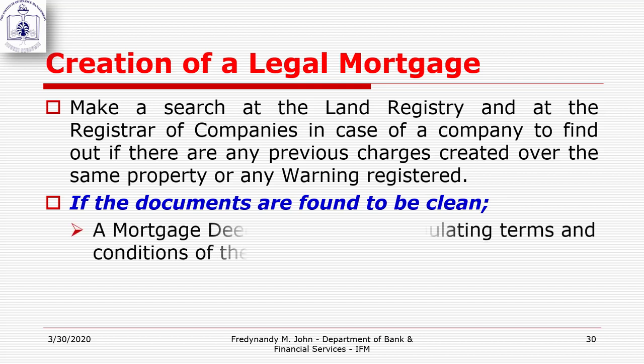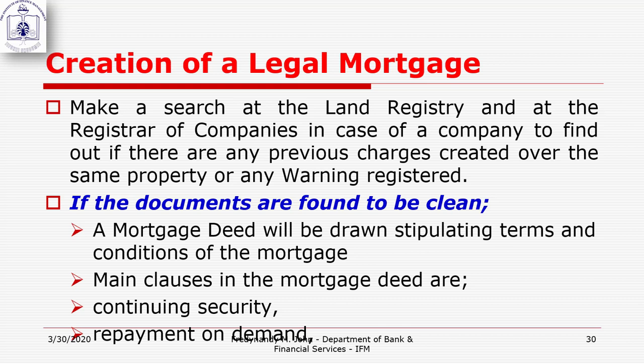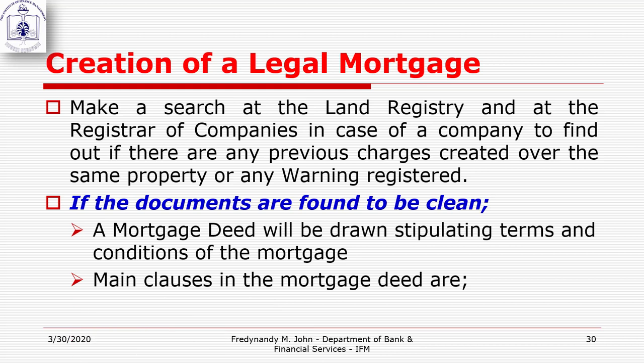So if the documents are found to be clean, then the banker is supposed to draw a mortgage deed, and in the mortgage deed the banker will stipulate all terms and conditions of the mortgage. So there are some clauses that will be included in that particular mortgage deed. For example, continuing security, repayment on demand, and conclusive evidence. So now let's discuss in detail the main clauses in the mortgage deed.